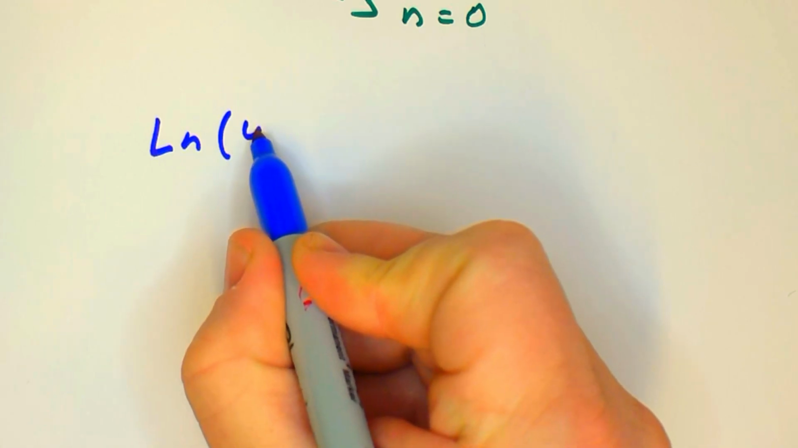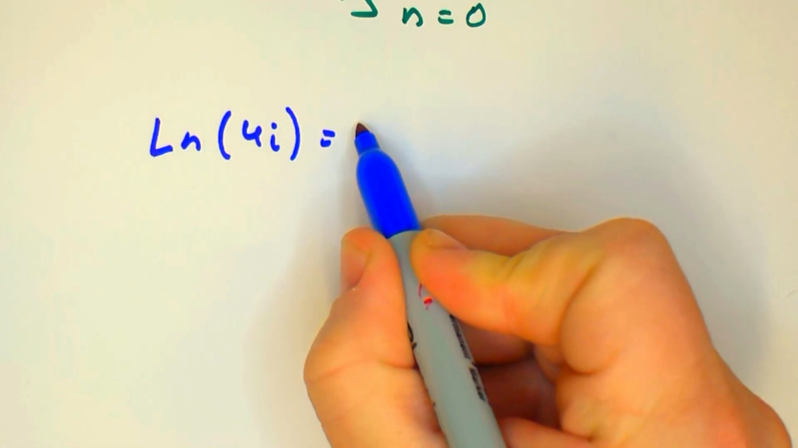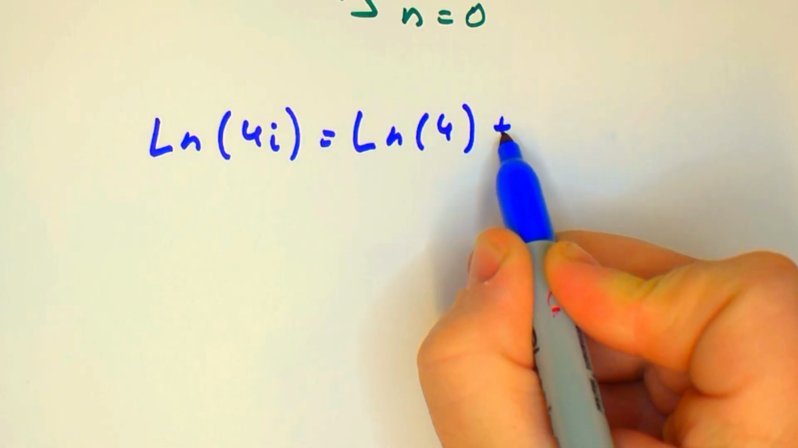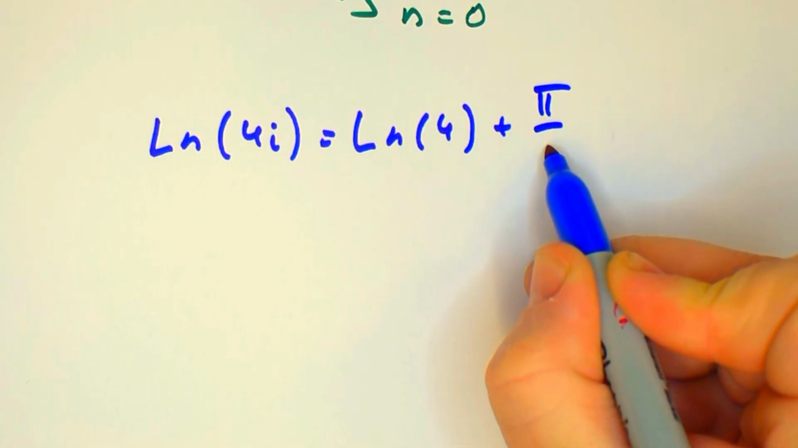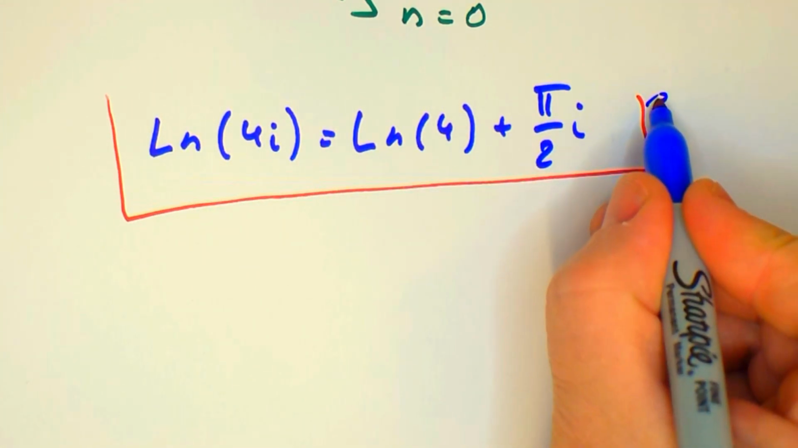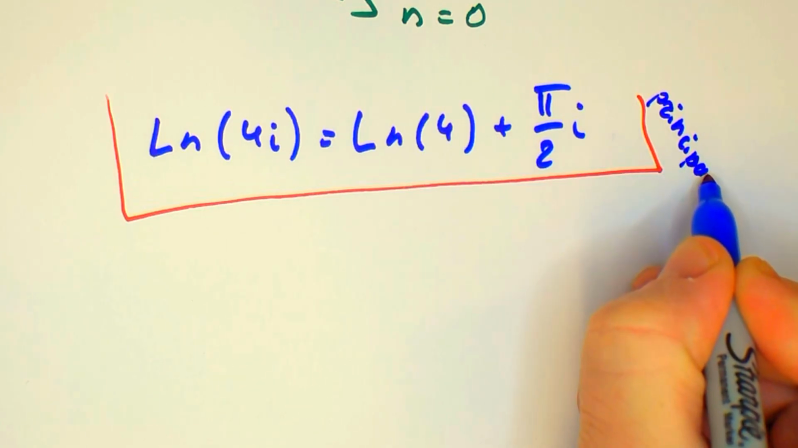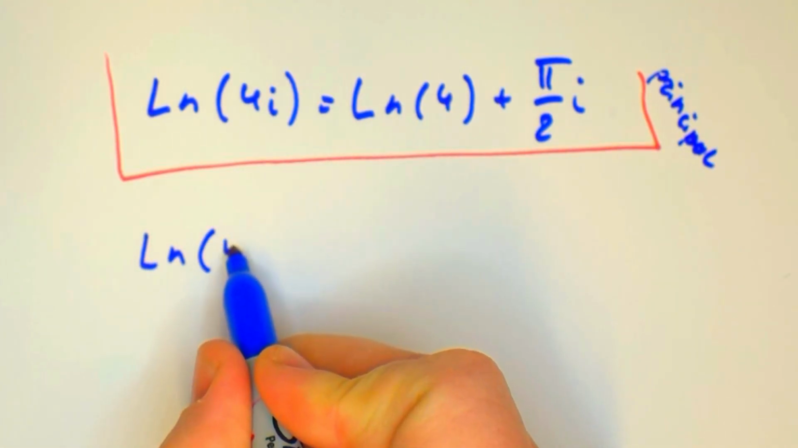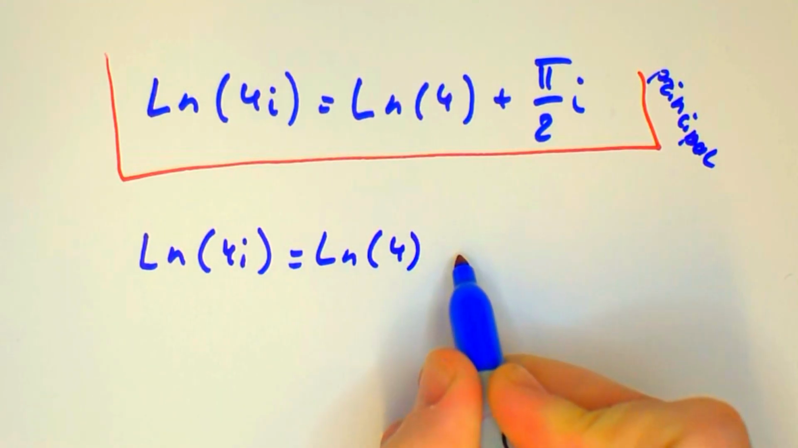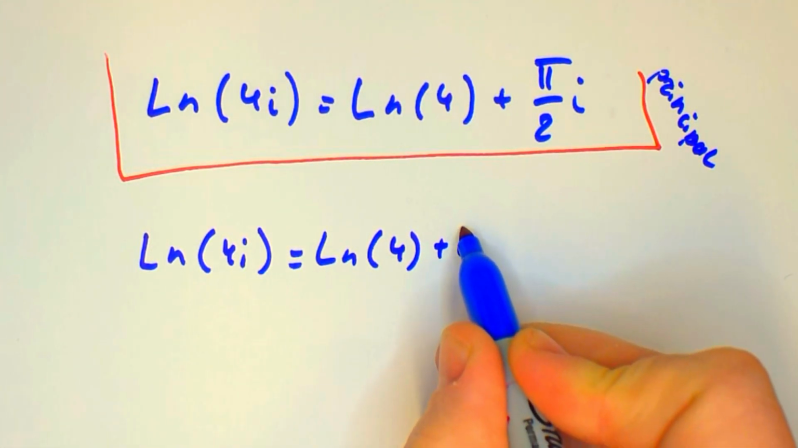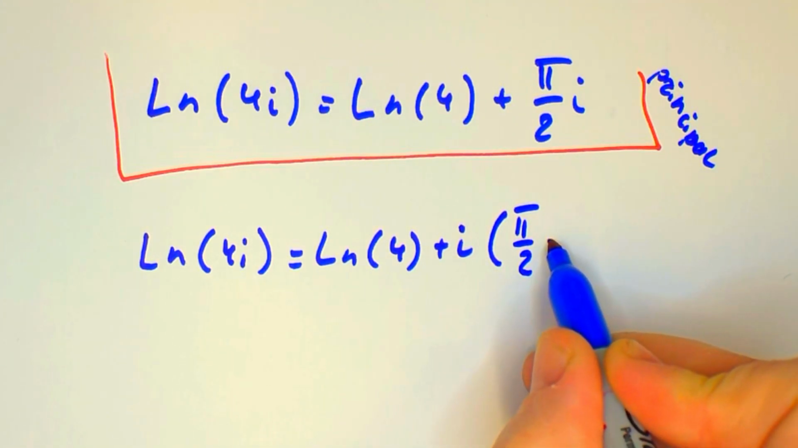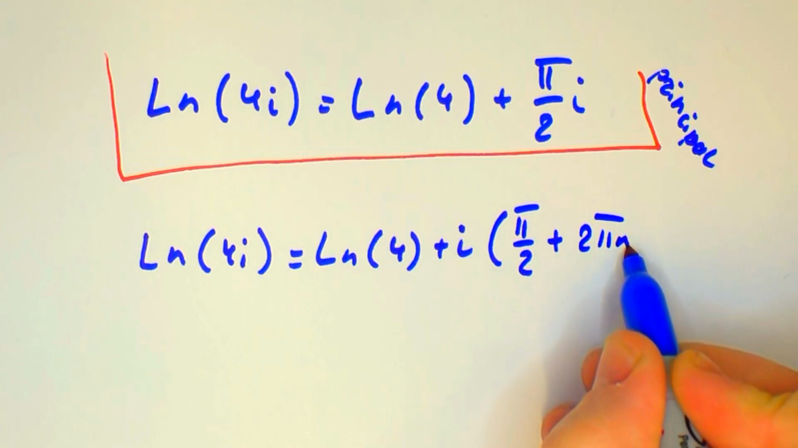So the final result: the logarithm of 4i is equal to the logarithm of 4 plus pi over 2 i. This is the principal value. And the logarithm of 4i equals the logarithm of 4 plus i times pi over 2 plus 2 pi n, it's the full value.